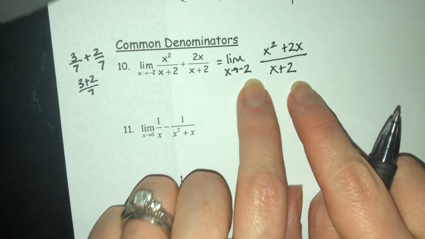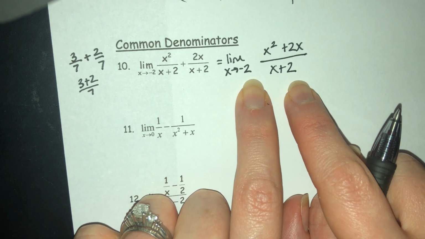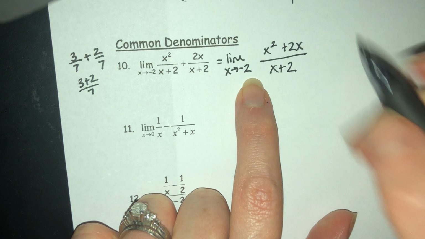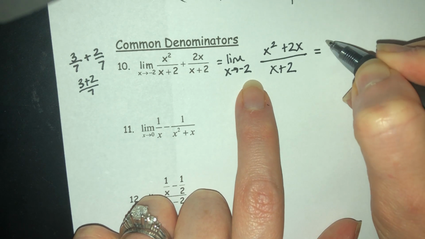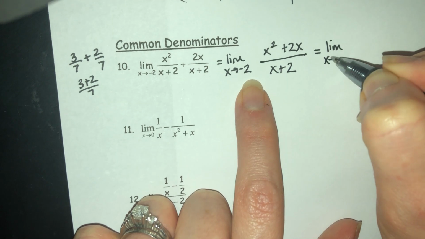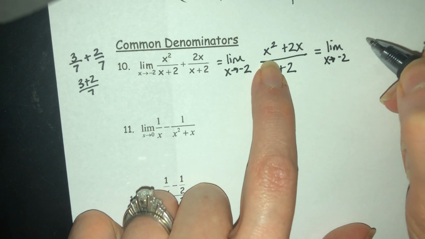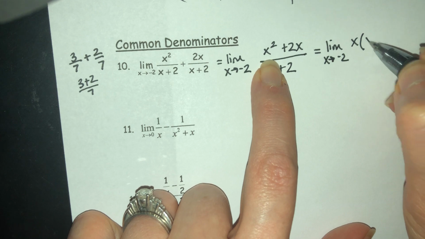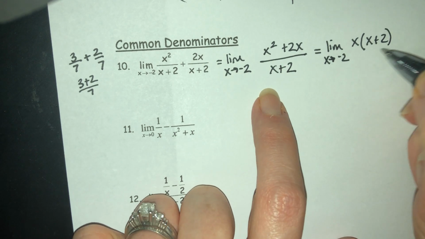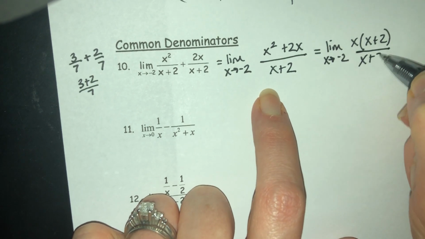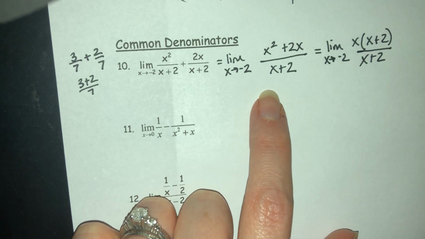Now, can I do direct substitution? Still no. Can I do factor and simplify? Yes. How does my numerator factor here? Pull out the greatest common factor of x. That leaves me with x plus 2. What do you know? There's an x plus 2 on the bottom. I never saw that coming.